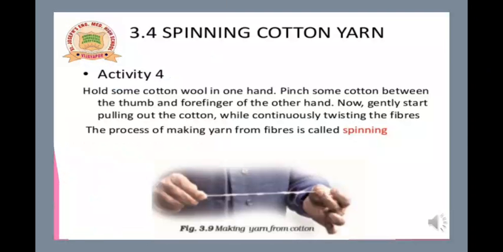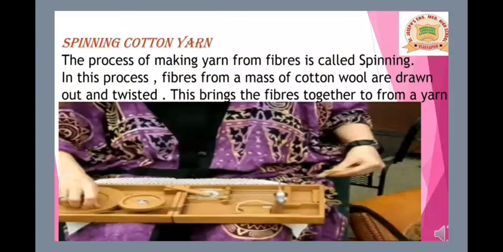The second topic is spinning of cotton. This is activity 4. You have to hold some cotton wool in one hand, and pinch some cotton between the thumb and the forefinger. Now gently start pulling the cotton while continuously twisting the fibers. The process of making yarn from fibers is called spinning. This means spinning is a process of making the thread from the cotton fibers.